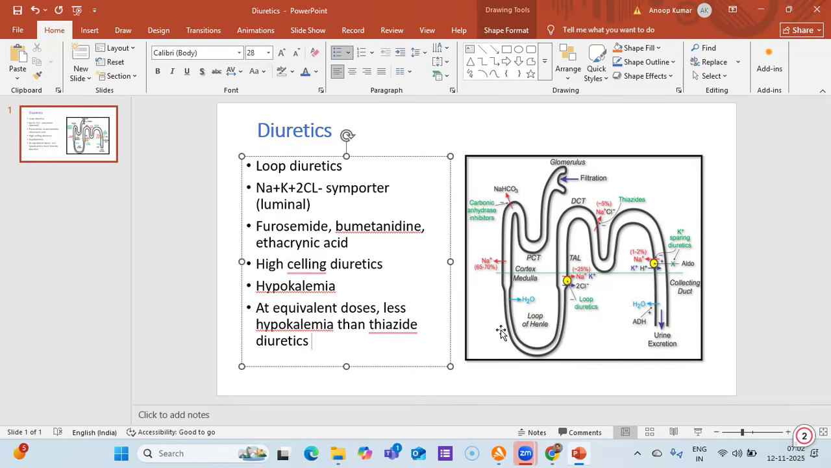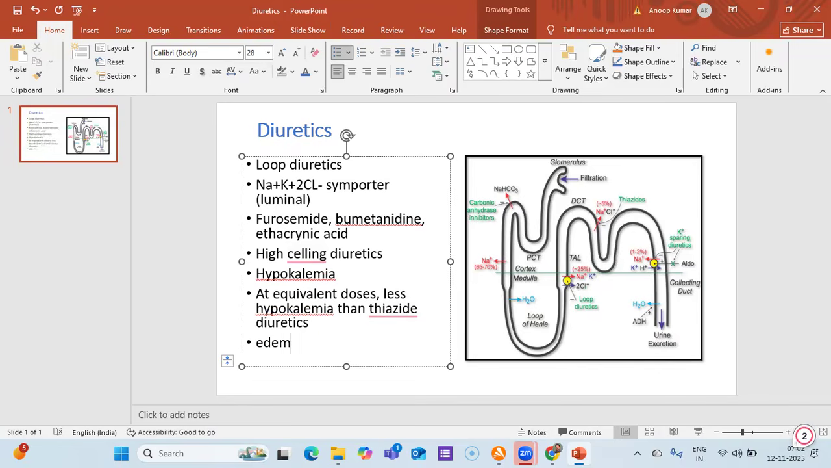I hope it's clear. And of course, loop diuretics you will see in prescriptions to remove edema in congestive heart failure. IV doses can be given, but it could result in hypercalcemia.